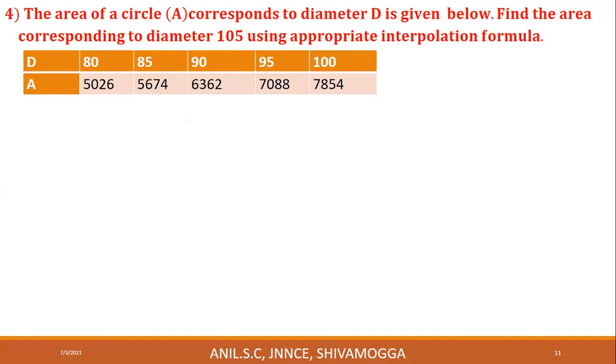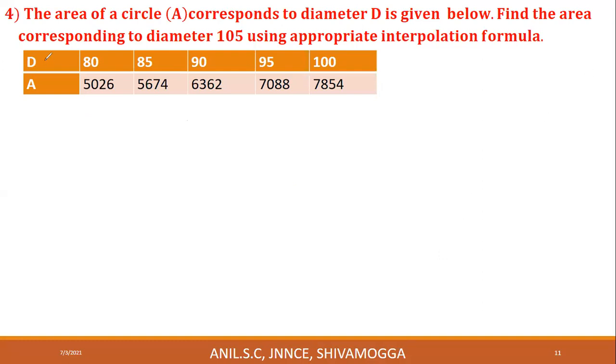This particular problem is very important from the examination point of view. It appeared many times in past examinations. The area of a circle A corresponding to the diameter D is given below. Find the area corresponding to the diameter 105 using the appropriate interpolation formula.